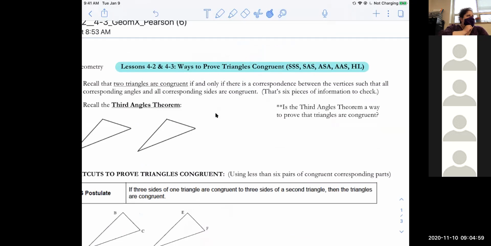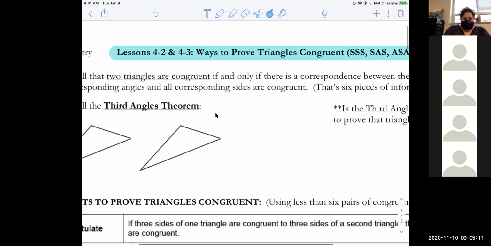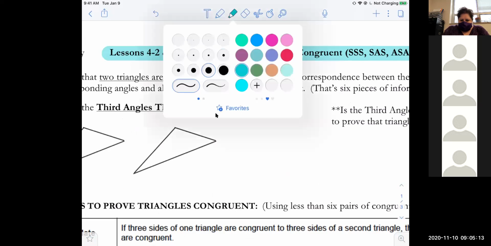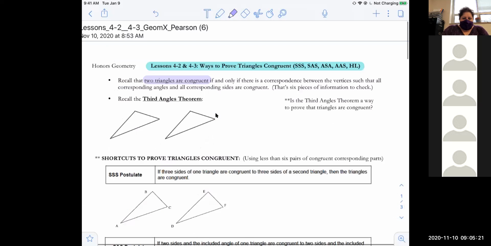If they're quadrilaterals or pentagons, some other kind of shapes, you're going to have to know all the pieces, all the angles that match up congruent, all the sides match up congruent. But for triangles, we'll have some shortcuts. Okay, so the definition was that if you know all the corresponding sides and angles are congruent, that makes the triangles congruent.